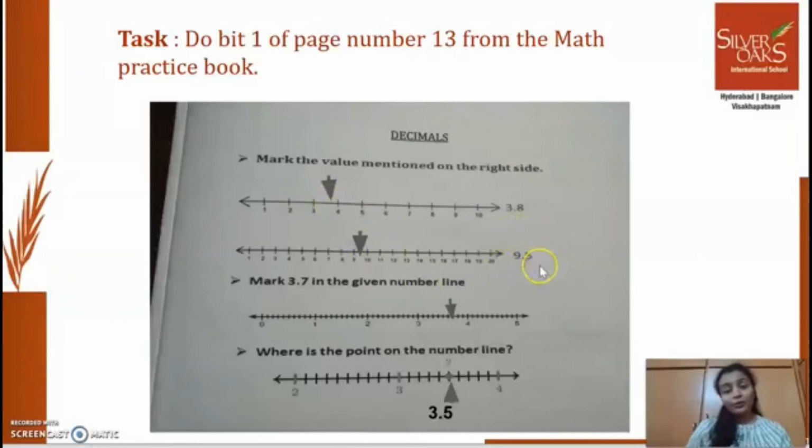Now here is 9.5, which is not exactly 9 and not exactly 10. So this is in between 9 and 10. So in between 9 and 10, here is 9.5.